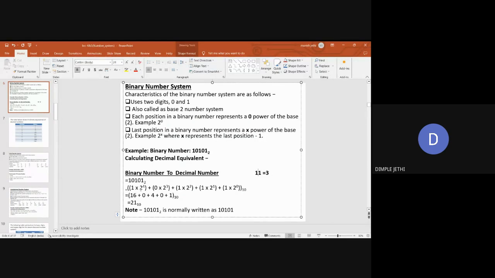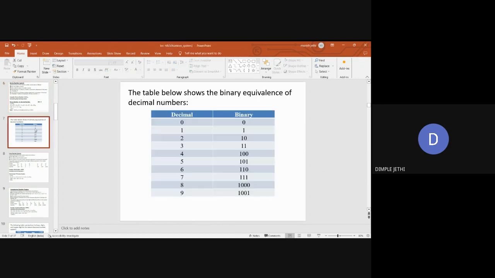If I have to get 4, 4 means 2 raised to power 2, so this position should be 1. That means the third position should be 1, and these two numbers can be 0, because here I will get 0, here I will get 0 and here I will get 4. So 4 plus 0 plus 0 will give me 4. So this is how we get the binary conversion of decimal numbers. Clear?